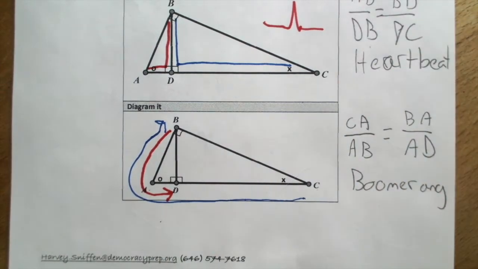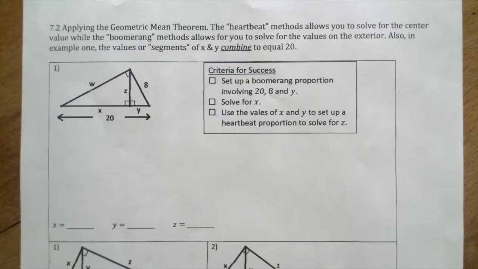All right, so go to your next page. Now we're going to apply these concepts associated with actual variables, or an actual diagram with missing pieces. The first thing that we need to do before we decide boomerang or heartbeat in terms of applying it is to see which variables we do have.